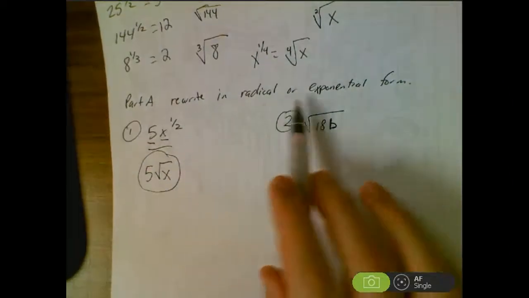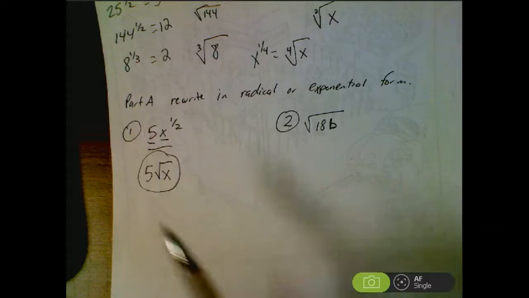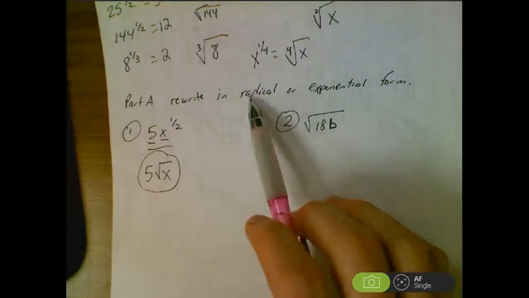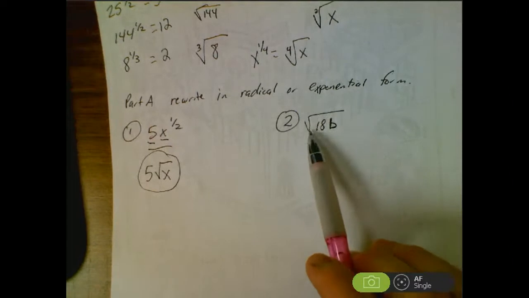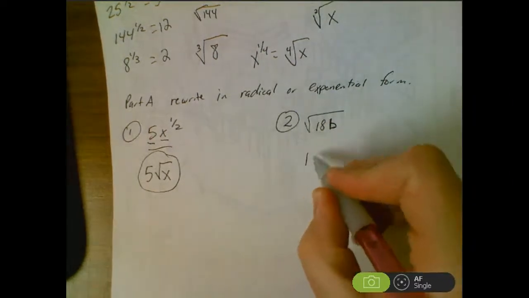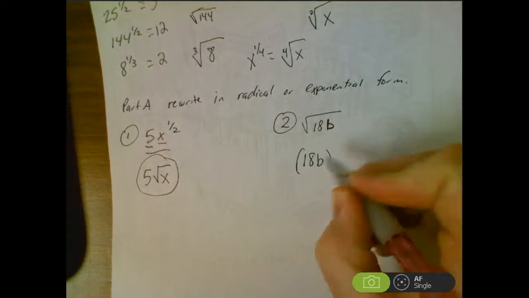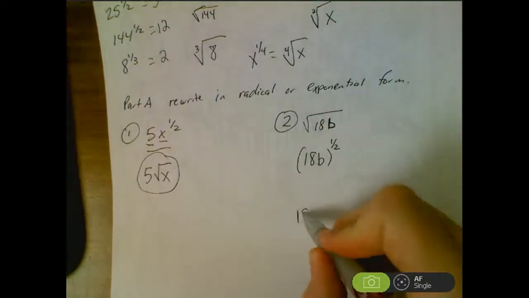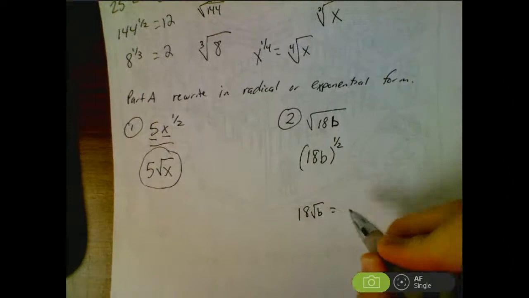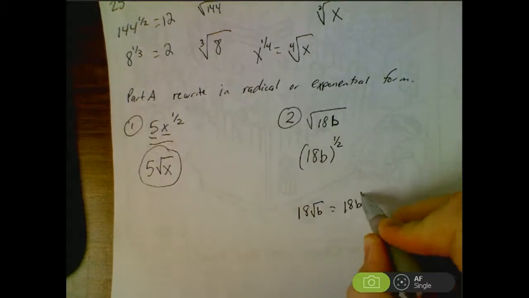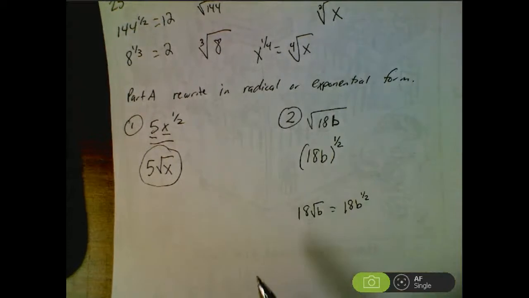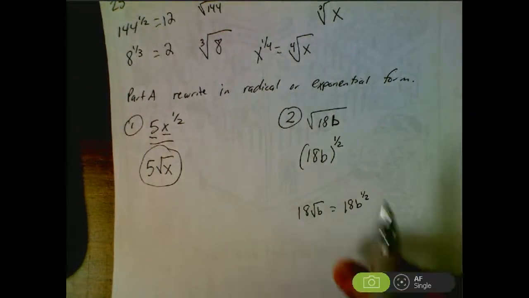When it says rewrite in radical form, you just switch it so that it has a radical. Now if it has a radical, then you write it in exponential form. So this is to what power? 1/2. So it's 18b, and all of that is to the 1/2 power. If it were 18 times the square root of b, then this would be 18b to the 1/2. Notice here how the 1/2 power is on the b. Here it's on everything. That's the first part about today's stuff.